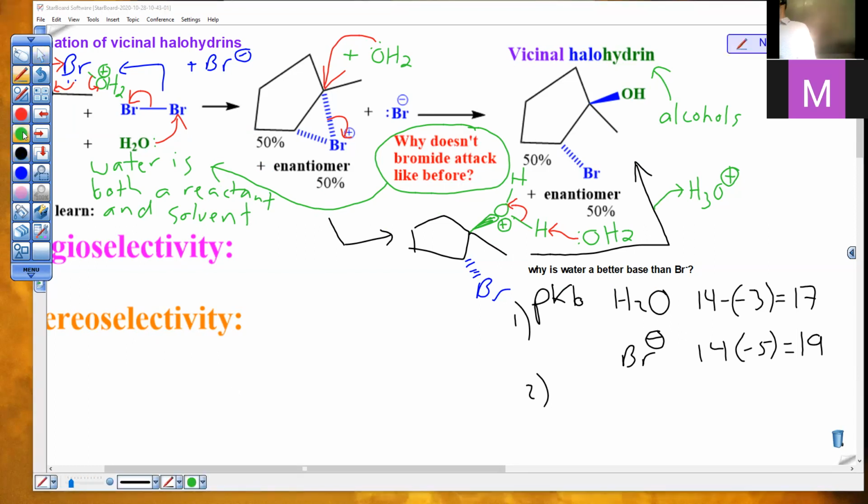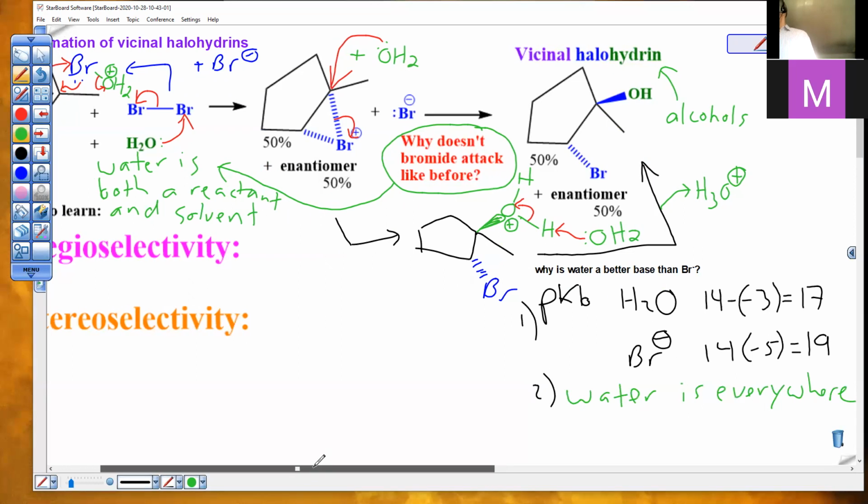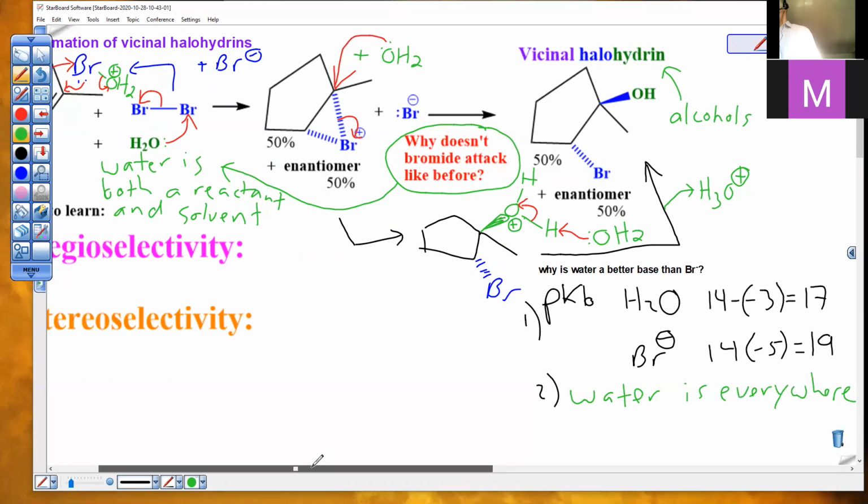How about shortening it? Water is everywhere. That's what solvents do for you. They're everywhere. So what's this thing going to encounter first? Water, which this thing's surrounded by, or a bromide ion, which you made like one of? I think you answered your own question. Water's a better choice of base. Keep this discussion in mind when we talk about oxymercuration, and the story changes a little.